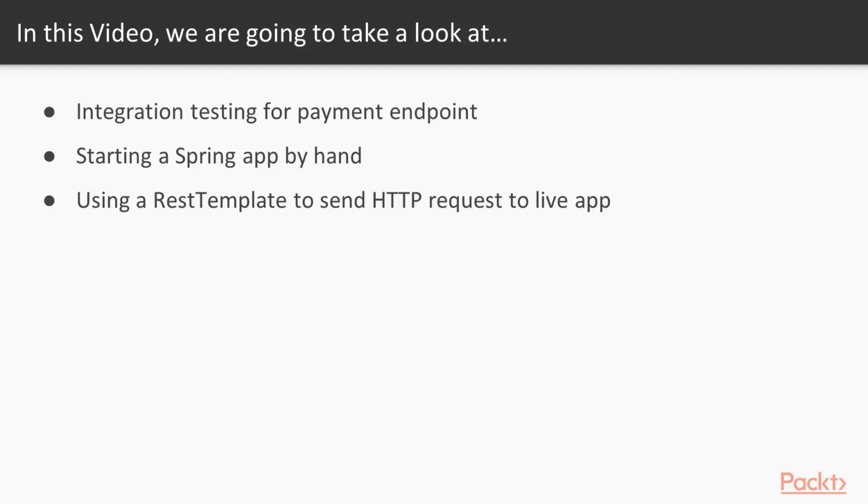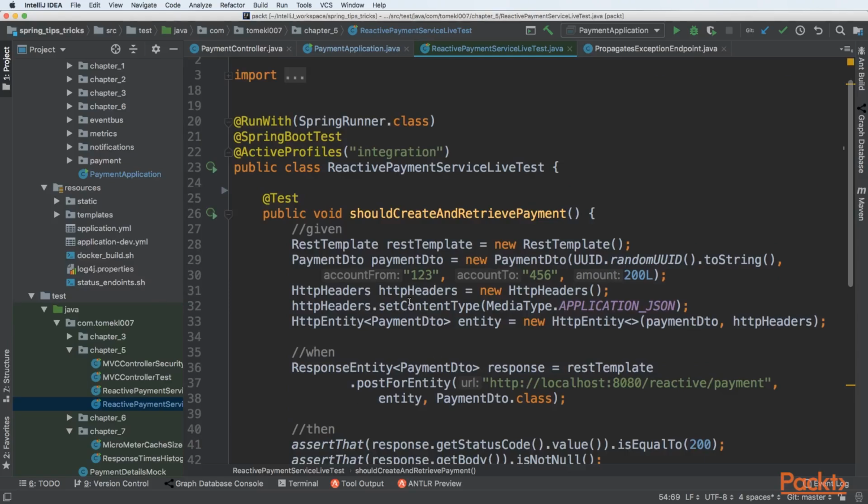So we'll do a first try of integration test for payment endpoint. Then we will be starting our Spring application by hand, so it means that there will be a manual step involved. Finally, we'll be using REST template to send HTTP request to live application. So let's go to our test. So here is our live test.